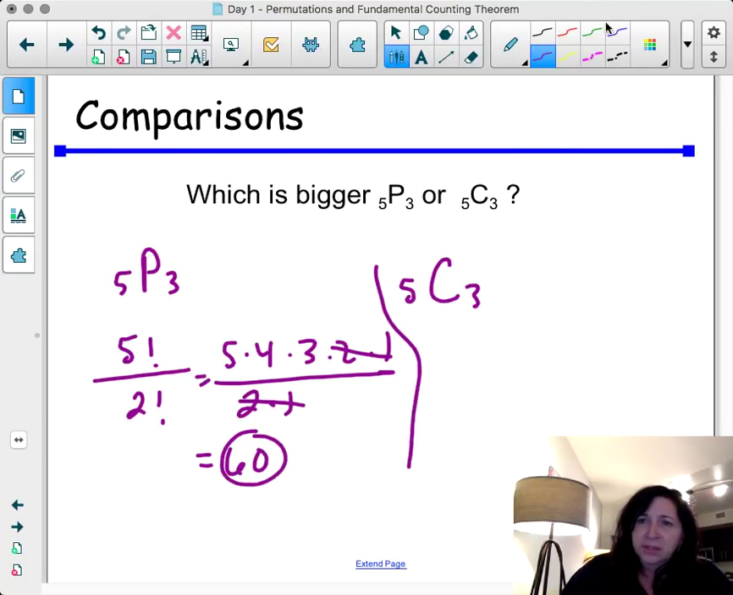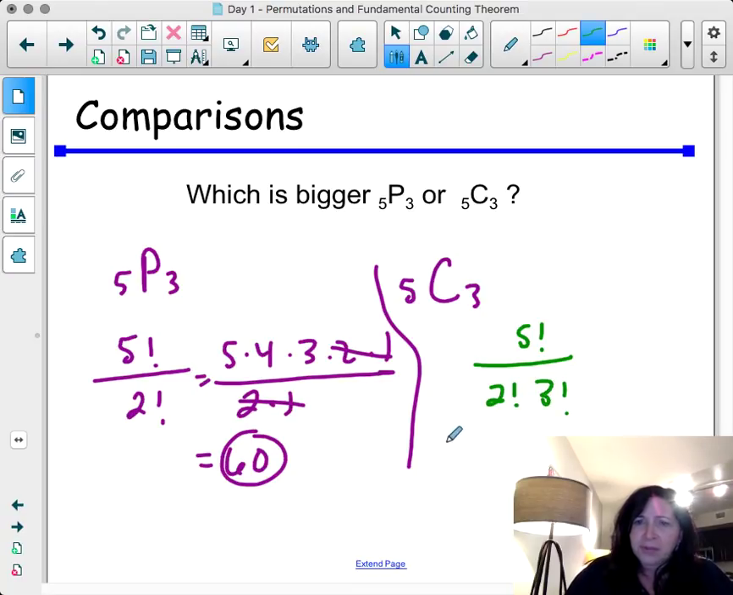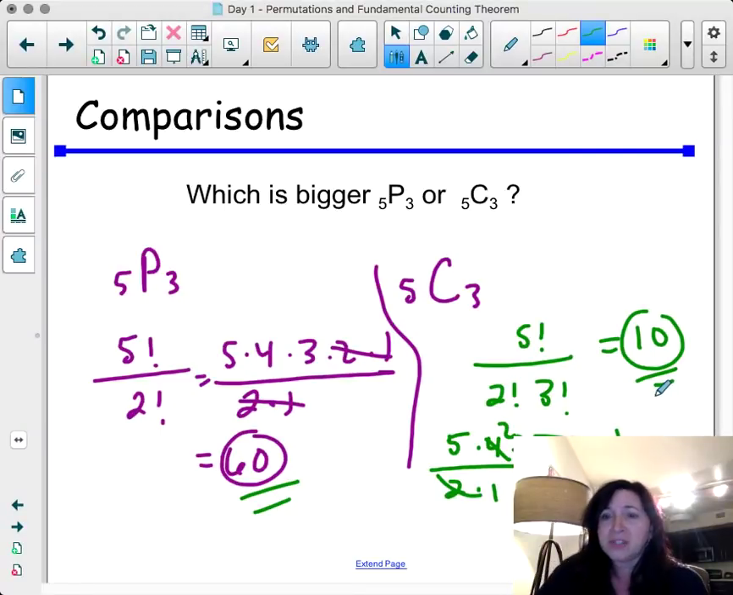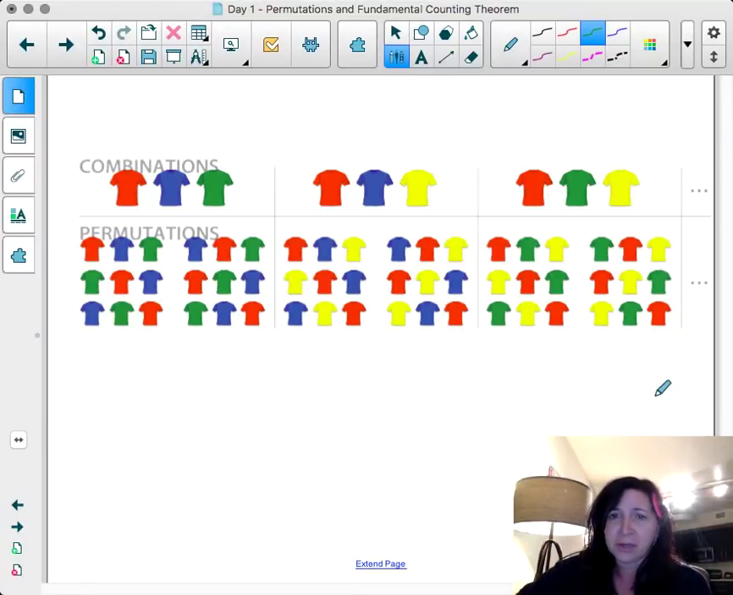This one looks like we had 5 factorial over 5 minus 3, that's 2 factorial, times 3 factorial. So that's going to be 5, 4, 3, 2, 1 over 2 times 1, 3 times 2 times 1. These cancel. And those, each one can cancel 2. You've got 2 goes into 4 twice. 5 times 2, 10. Permutation is going to have way more than a combination every time because order matters, where combinations don't. It doesn't matter for a combination.